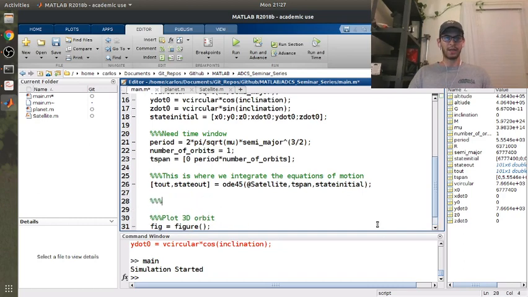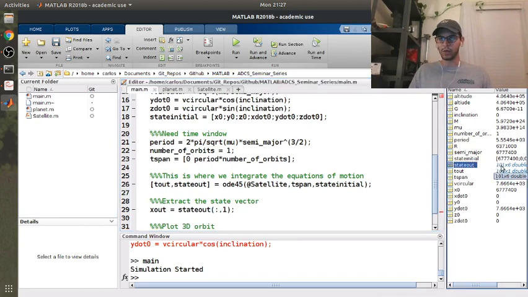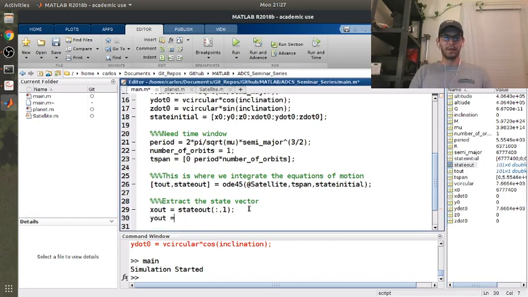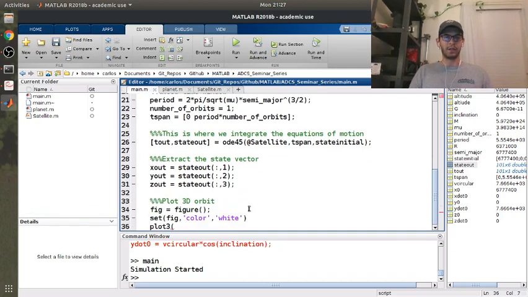Let's extract the state vector. So x out is state out of all, comma, 1. Let's actually look here. State out is 101 rows and 6 columns. The first column is x, the second column is y, and the third column is z. So I should just be able to do x out, y out, z out.